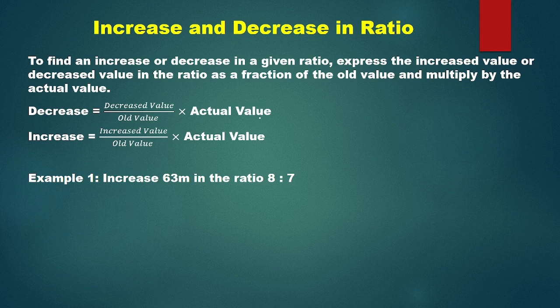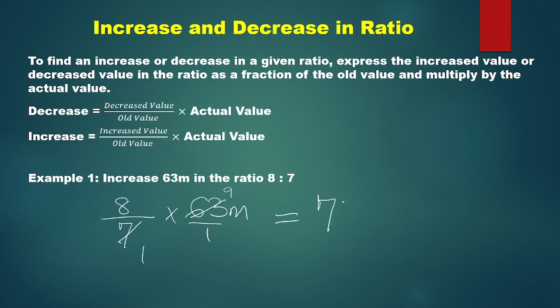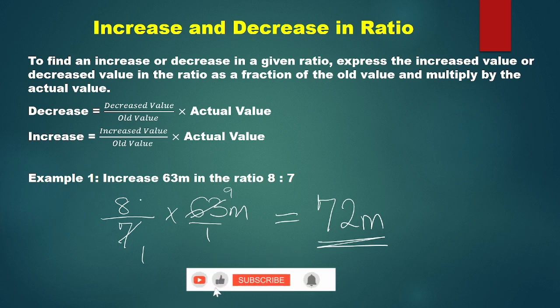Let's take an example. Increase 63 meters in the ratio 8:7. So because we are increasing, we know that the increased ratio is 8 and the old value is 7. Then we multiply this by the actual value, which is 63 meters. 7 here is 1, 7 here is 9. 9 times 8 is simply 72 meters. So we have just simply increased 63 meters to 72 meters using the ratio 8:7. How did I do this? Because I am increasing, I use the increased ratio over the lower one, which is what it was before.